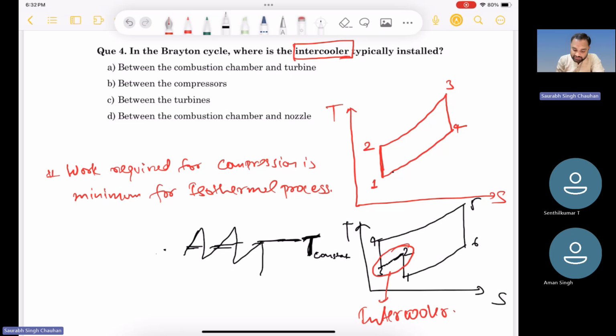Now you can answer this question. Where is the intercooler typically installed? This intercooler is installed between two compression stages. 1 to 2 is the first compression, and 3 to 4 is the second compression. So the intercooler is placed between two compression processes. Four options are there. Between the combustion chamber and turbine, this is not correct. Option B, between the compressors, yes, this is correct.